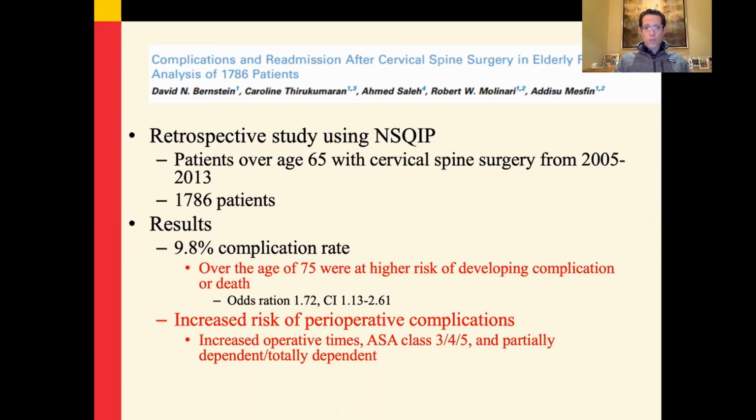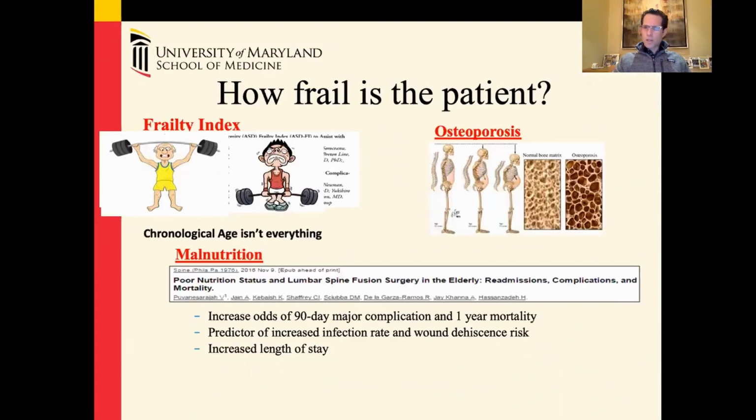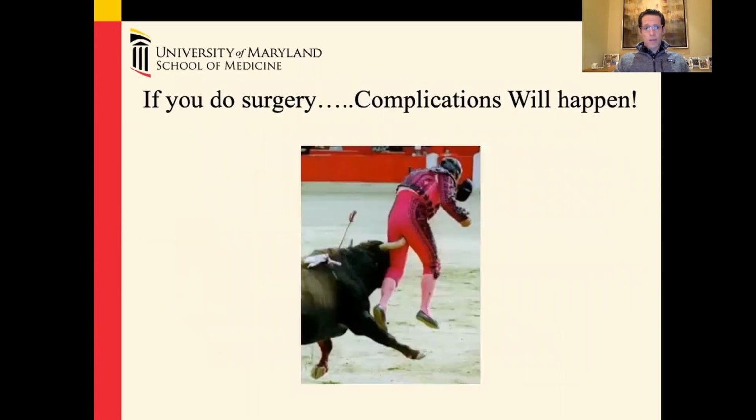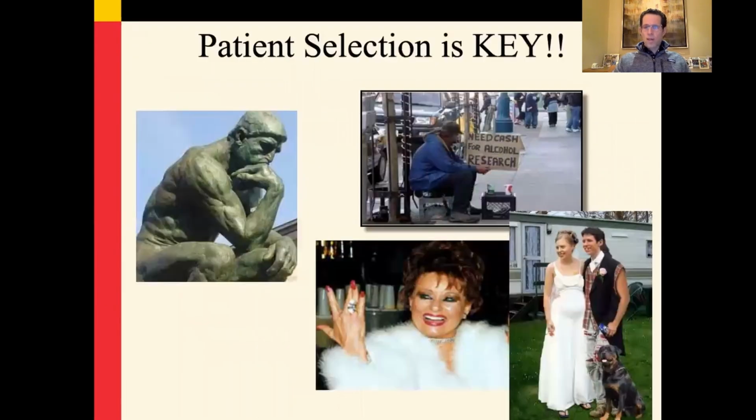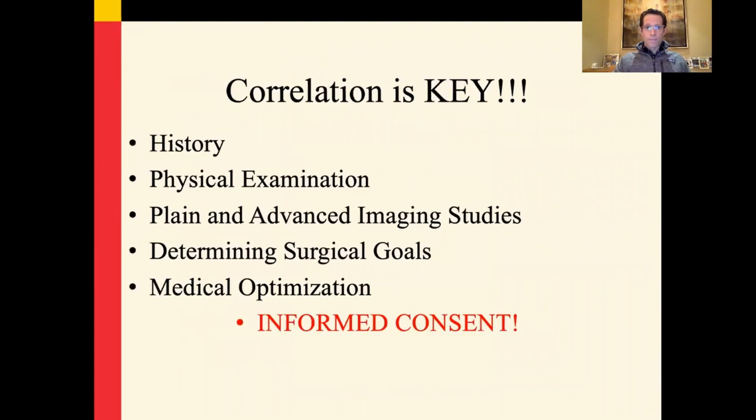There's also an increased risk of having a perioperative complication with increased OR times, ASA classifications, and partially dependent or totally dependent patients. And we know there's clearly a difference between a patient's chronologic age and their physiologic frailty. So you need to consider these when making a decision to operate on a patient. We all know that if you do surgery, complications will occur, and selection of the appropriate candidate and patient is paramount to having a successful outcome.